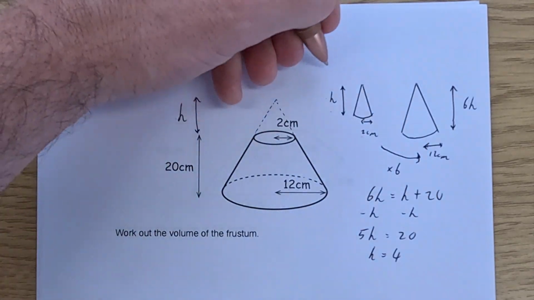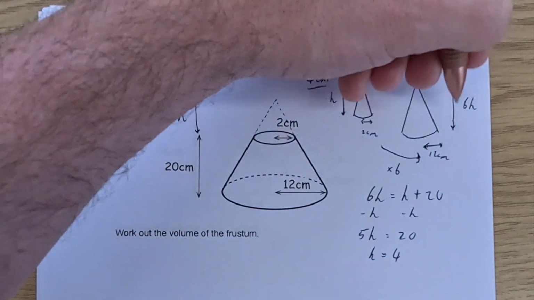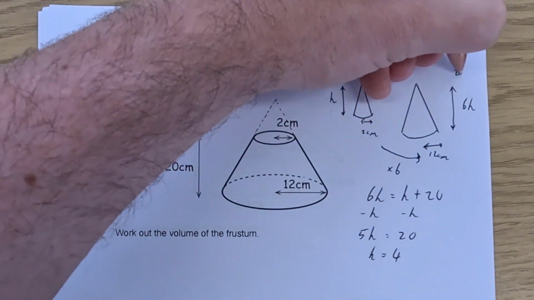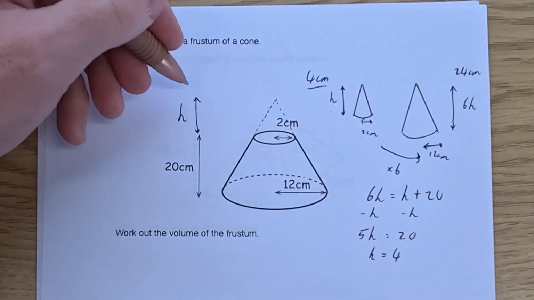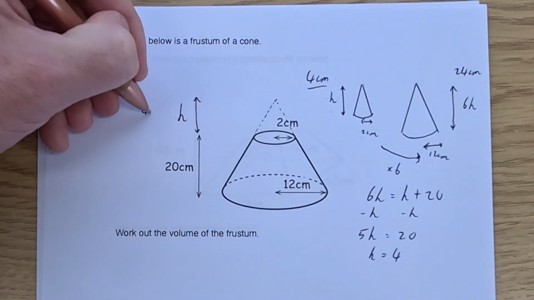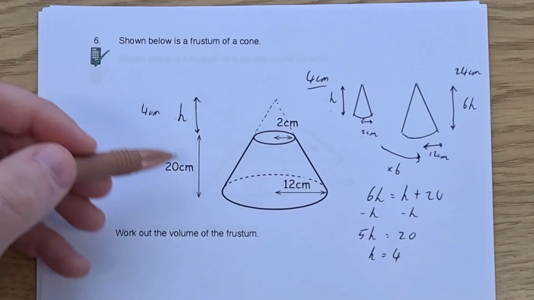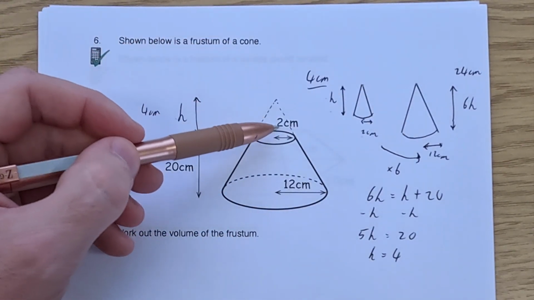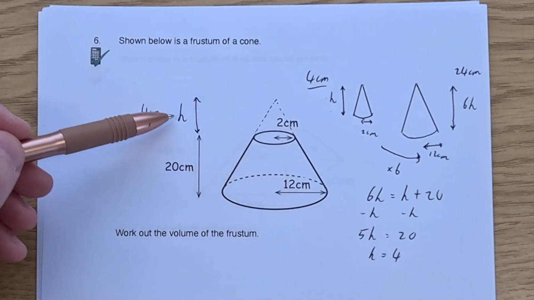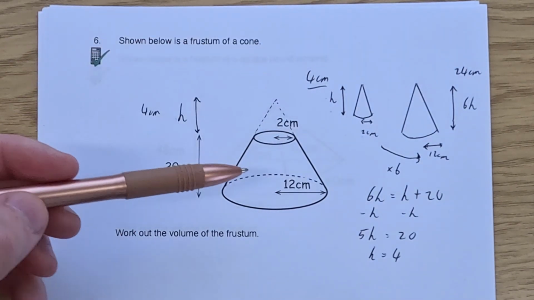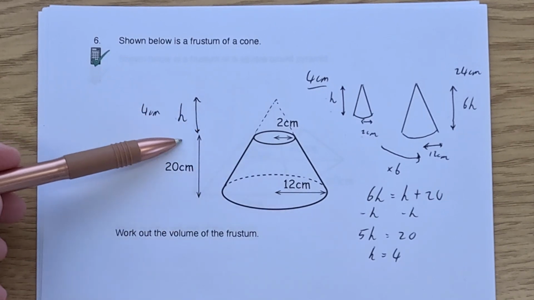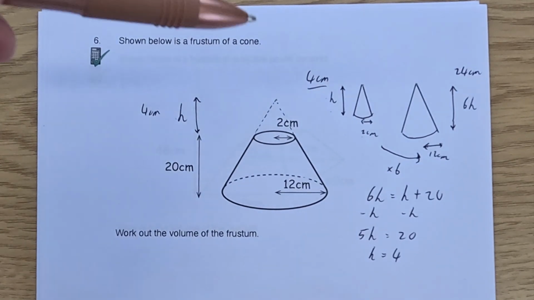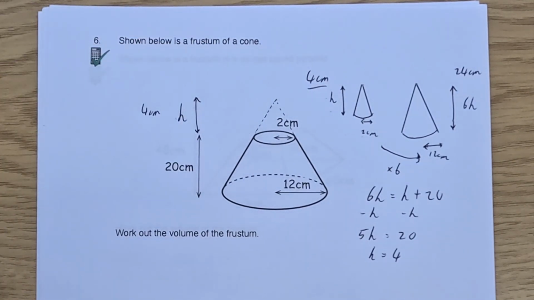So it means the height of the smaller cone is 4 centimeters, and the height of the larger cone is 6 times h, so 6 times 4 is equal to 24 centimeters. And if we just check that, if the height of the smaller cone is 4 centimeters, the height of the larger cone is 24 centimeters. So that's perfect. We now know for the smaller cone its radius of base and its perpendicular height, and also for the larger cone we know the radius of the base and the perpendicular height. So we can now work out the volume of both of those cones and take them away to find the volume of the frustum. So let's do that.